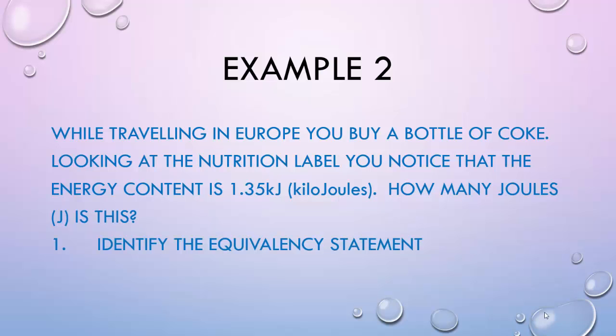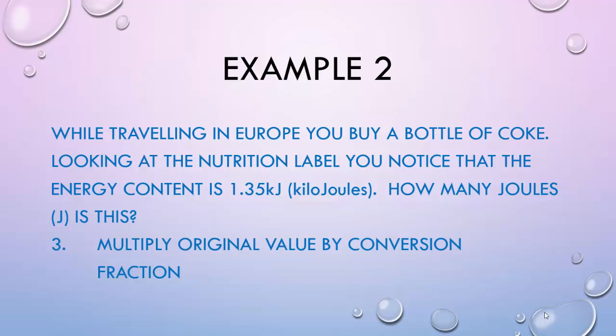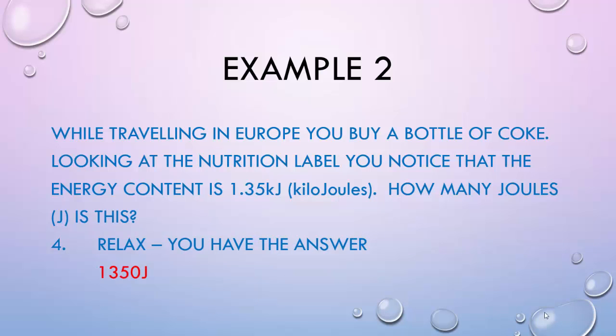How did we get this? We identified the equivalency statement. 1,000 joules equals 1 kilojoule. We set up the fraction from the equivalency statement, so the unit we're converting from will cancel out. So 1,000 joules per 1 kilojoule. Multiply the original value by the conversion fraction, so 1.35 kilojoules times 1,000 joules divided by 1 kilojoule. The kilojoules cancel, so this means you have the answer, 1,350 joules.